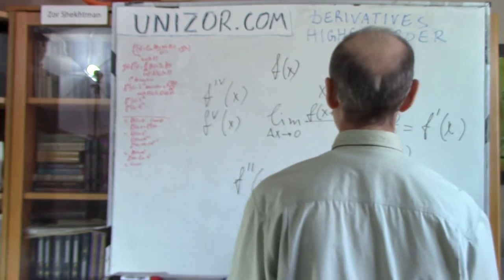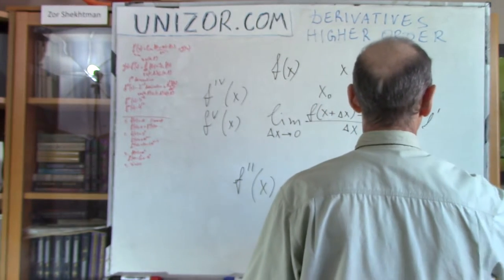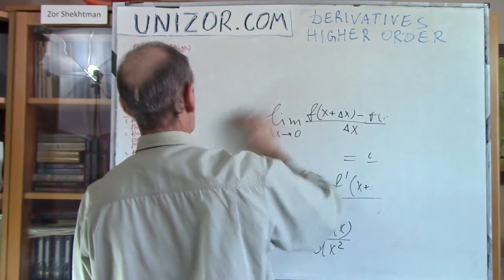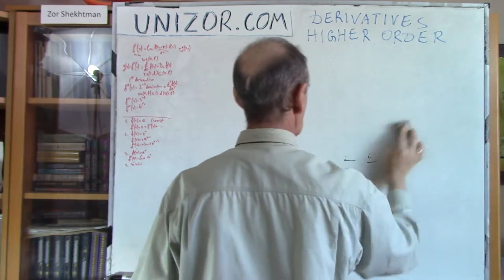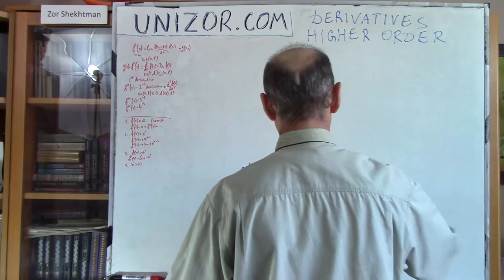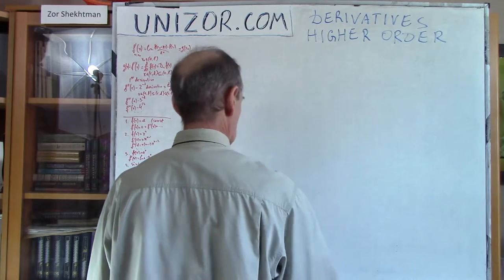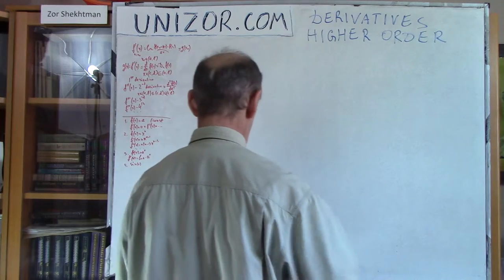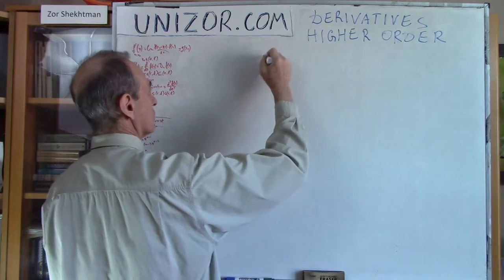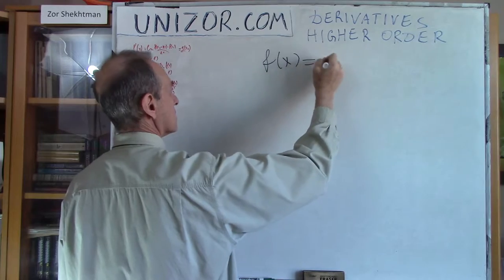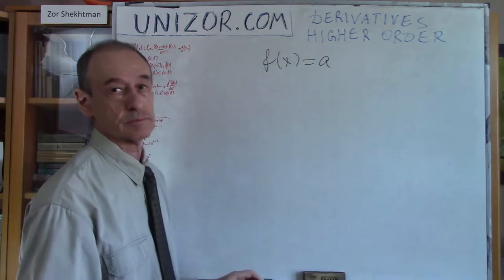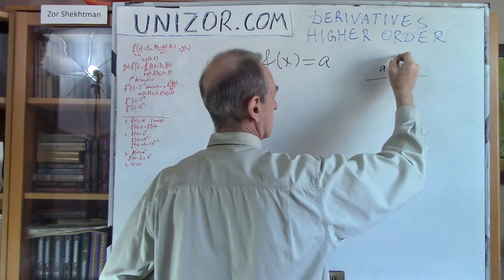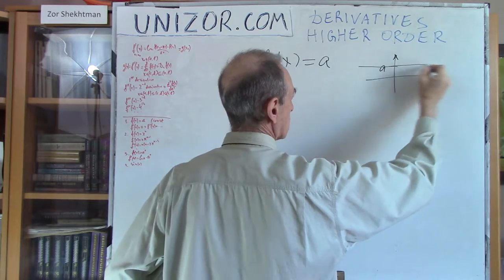And now let's just have a couple of examples. In my examples, functions have this limit everywhere. So the first function is f at x is equal to a constant. So the graph is, obviously, if this is a, so the graph is a straight line.